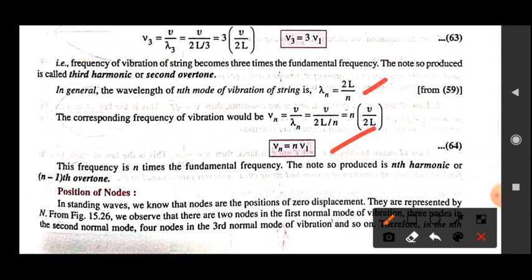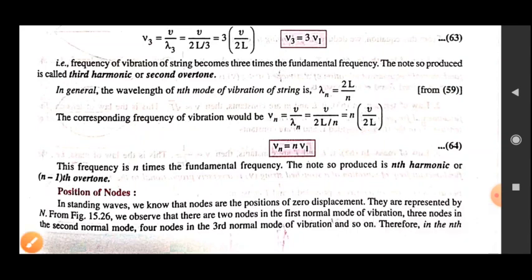nth harmonic or (n minus 1)th overtone. So overtone will be reduced by 1, but the nth harmonic we will have. Now position of nodes, how can we find this out? Let's see that also.